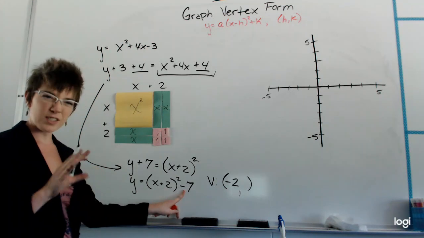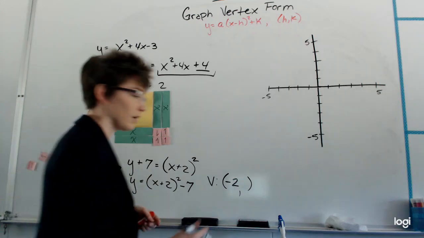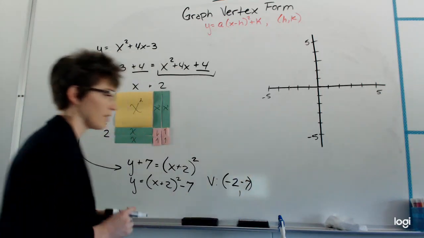The k value doesn't do that. There is never any switching with the k value. So if you see a -7, that is your k value, just -7, like that.